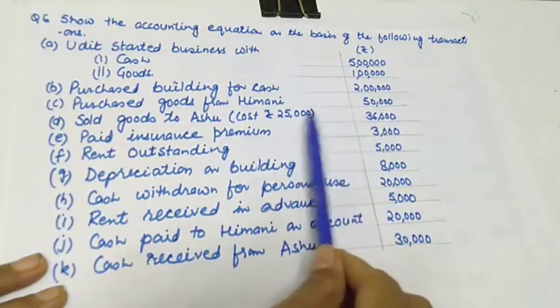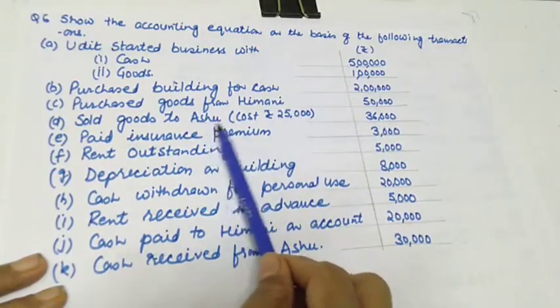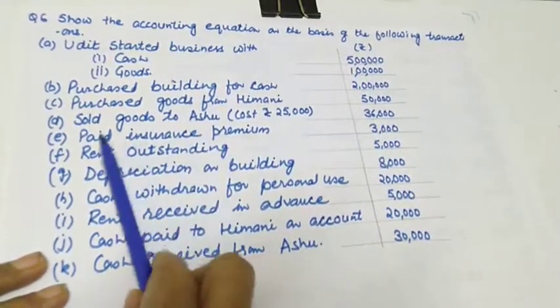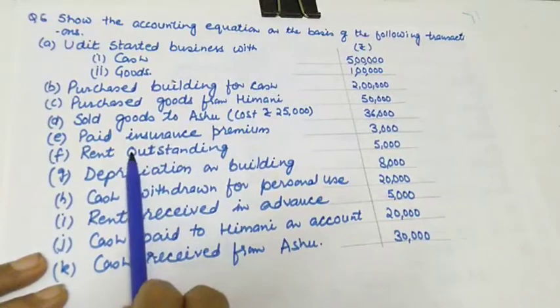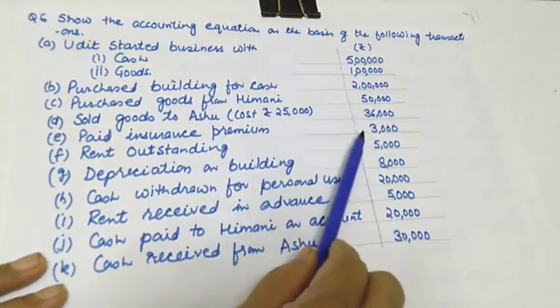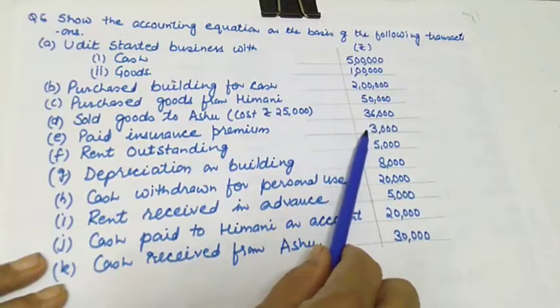Here you are earning a profit, and the name of the person is given. It means your debtor will be created. This is not a cash sale, this is a credit sale. Paid insurance premium. Here nothing is mentioned whether this is prepaid or not, so we'll consider this as an ordinary payment of premium, deducted from the capital and deducted from cash also.